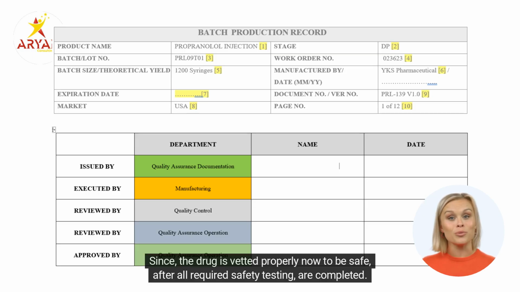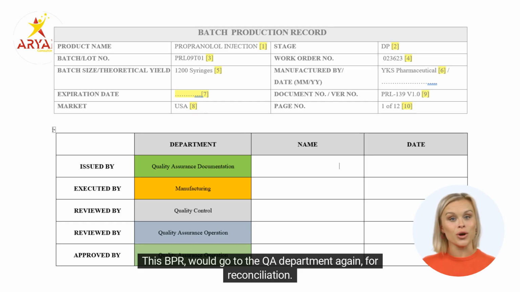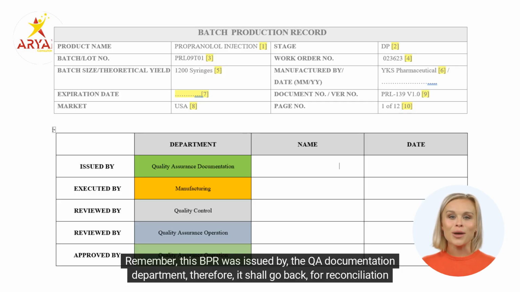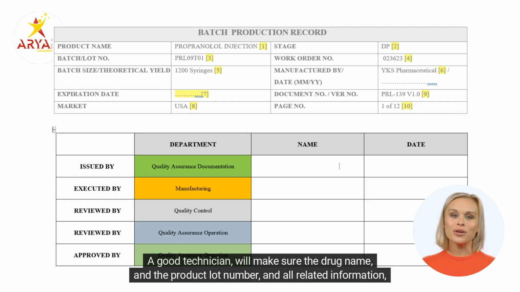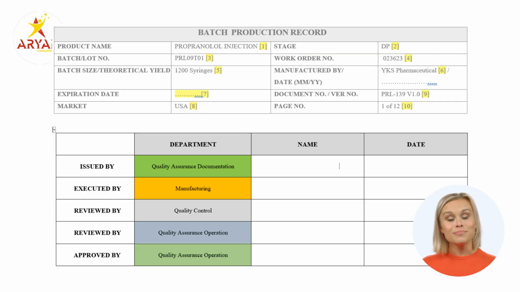Since the drug is vetted properly now to be safe, after all required safety testing are completed, this BPR would go to the QA department again for reconciliation. Remember, this BPR was issued by the QA documentation department. Therefore, it shall go back for reconciliation and archiving. This is an FDA requirement. This is all the importance of the first page. A good technician will make sure the drug name and the product lot number and all related information on the first page is accurate and no signatures are missing.